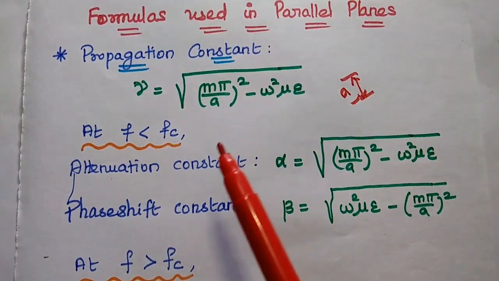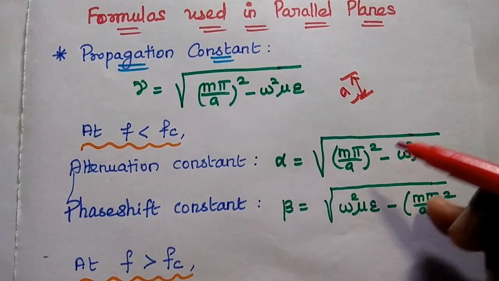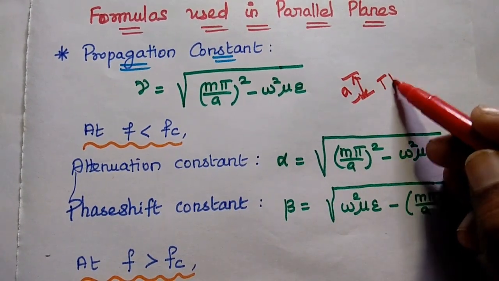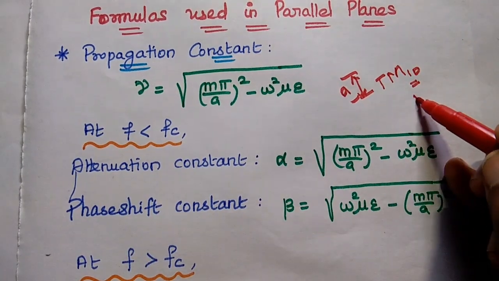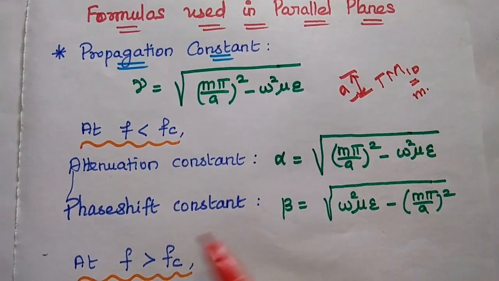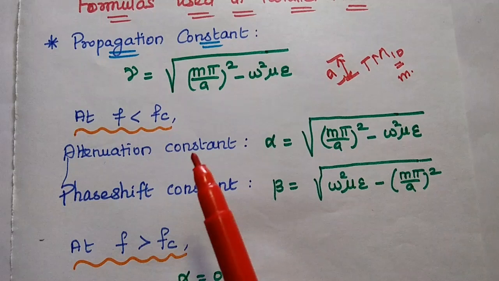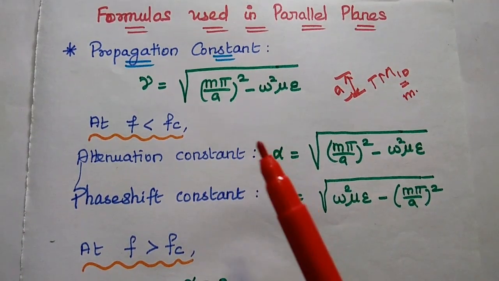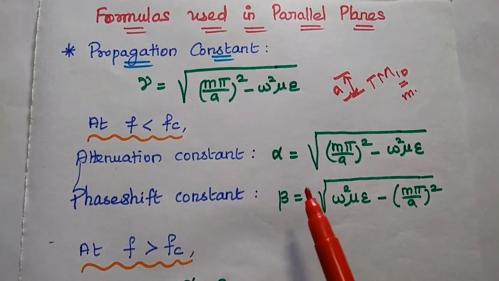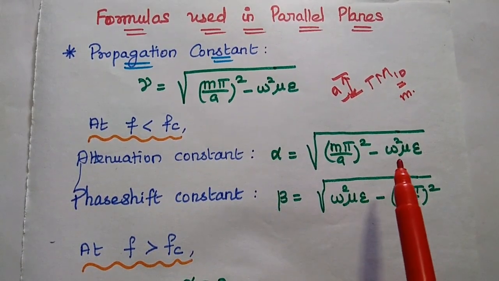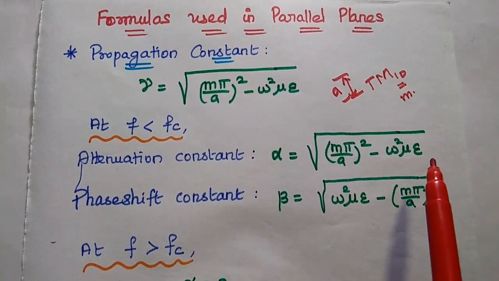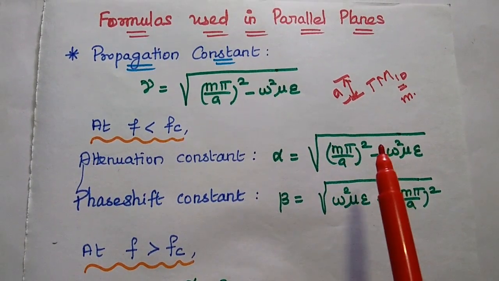Next, m is the mode of the waves. For example, in TM10, the 1 represents the m value. At frequency less than the cutoff frequency, the attenuation constant alpha is equal to square root of (m pi by a) the whole square minus omega squared mu epsilon. There is no wave propagation.